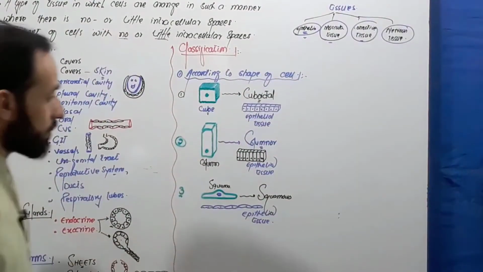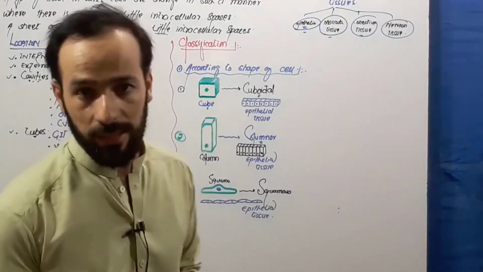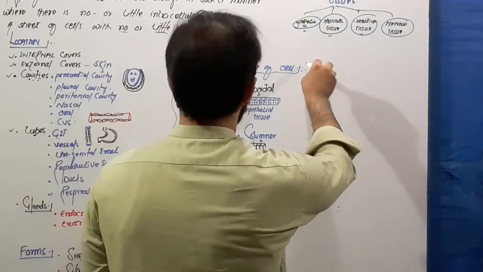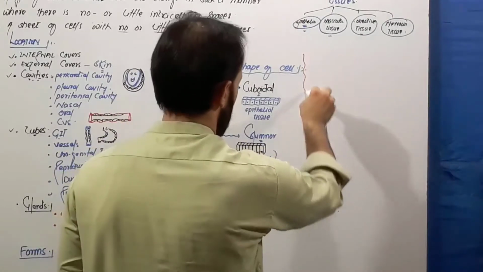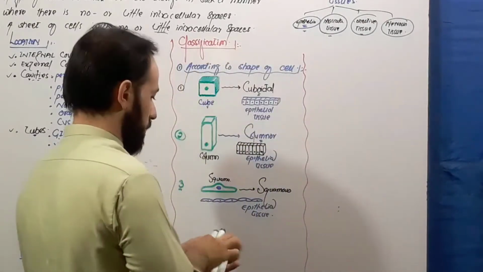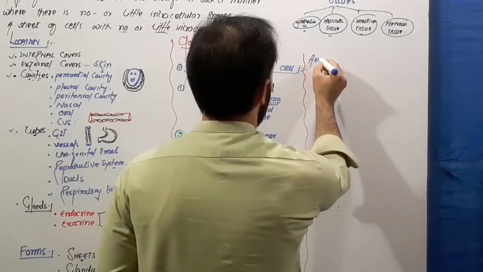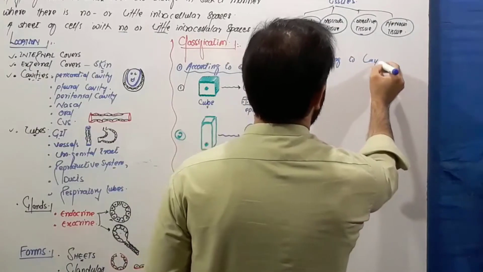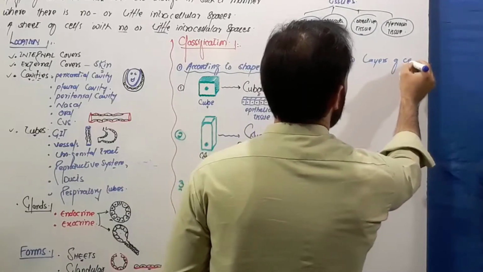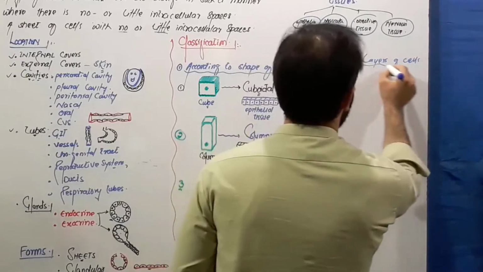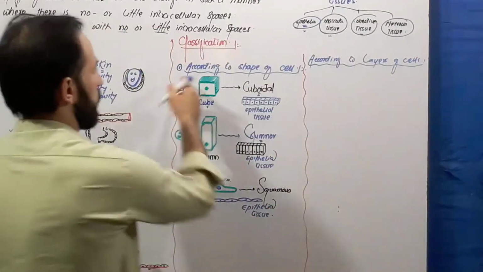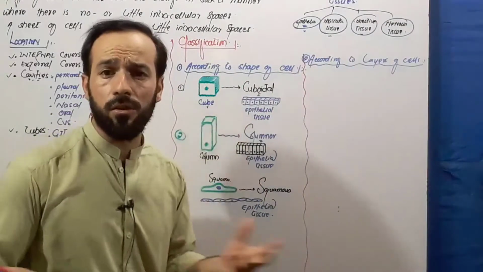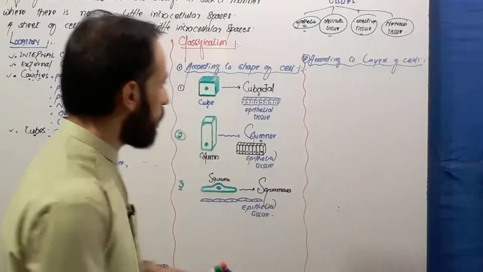Now the second classification is according to the layers of the cells, right? According to the layers of the cells. So there is the second classification. Now look carefully. Let me write it here. According to layers of cells, right? So this is the first and this is the second classification. So we classify the epithelial tissues according to the layers of the cells. That's so simple. Look carefully.